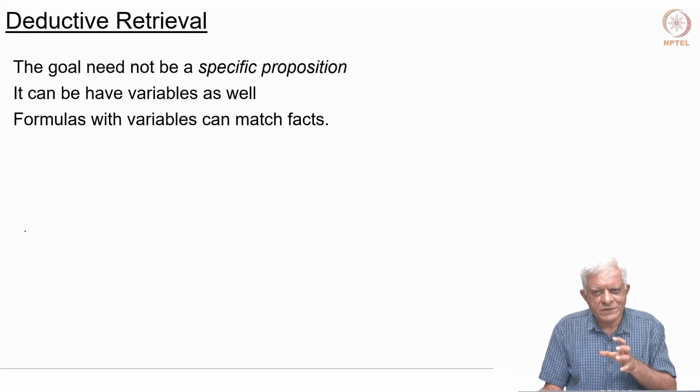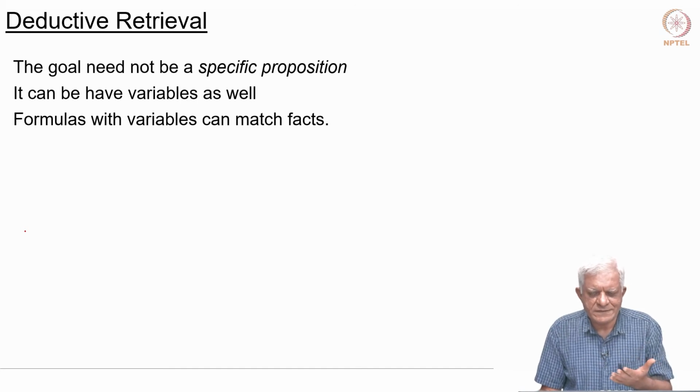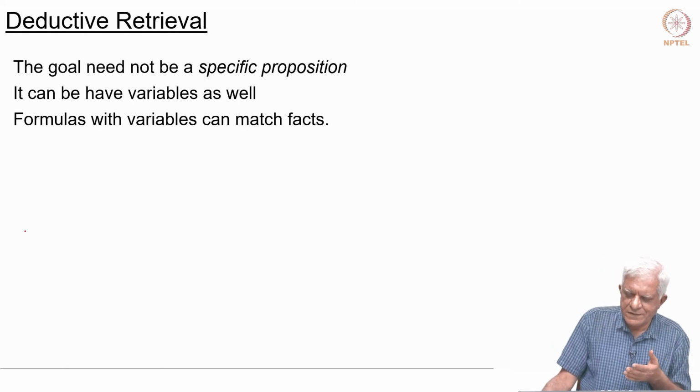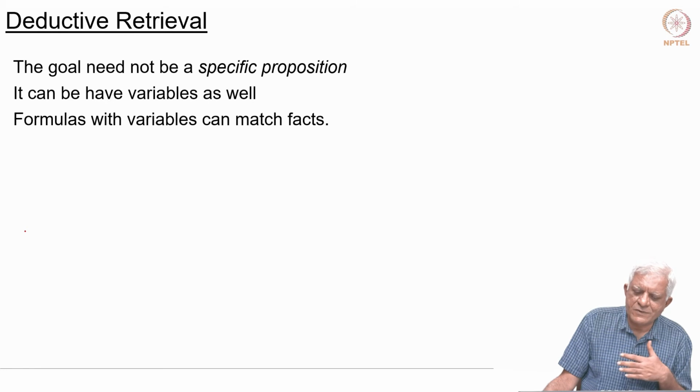But in a database, you can only retrieve what is there in the database essentially. In deductive retrieval, you can also retrieve things which can be inferred from the database. So, that is where logic comes into play, and it is quite a powerful mechanism to use essentially.